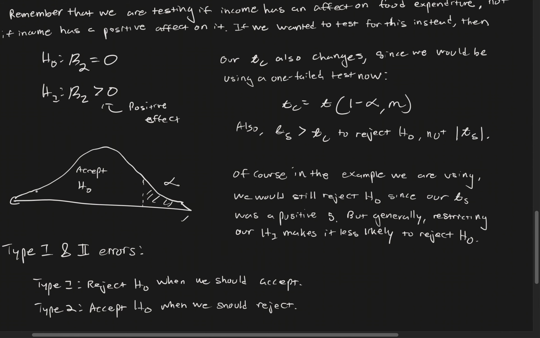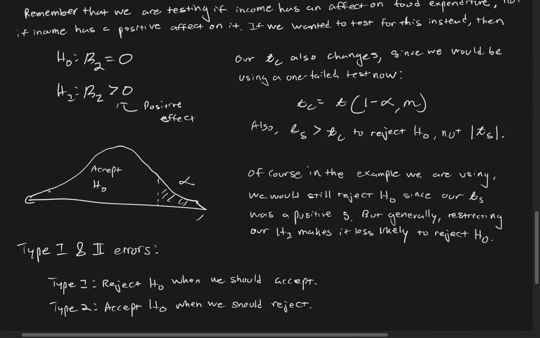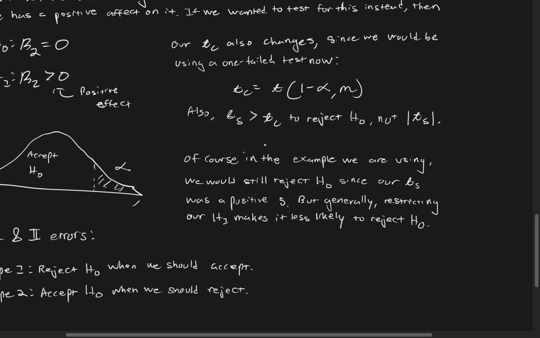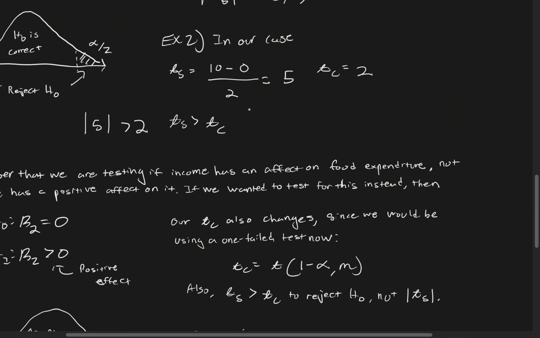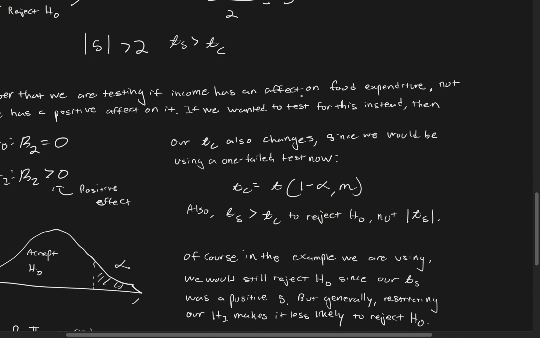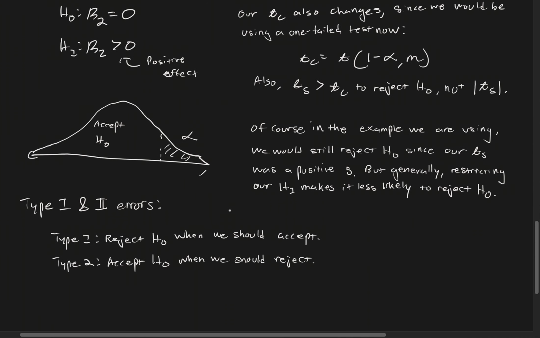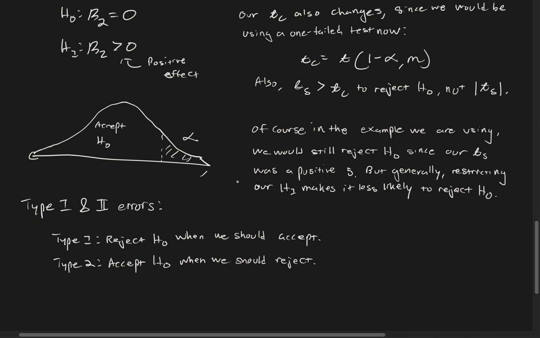So even if our alpha lands here, or critical value lands here, we have to accept the null hypothesis because we're only concerned with beta 2 being greater than 0. And we're not using the absolute value of the t-statistic either to compare to the critical value. We just have to compare the actual value. But in our example, we did get a positive value of 5, so we would still reject the null in this case. But if we got a negative 5, then we would not be able to reject the null.